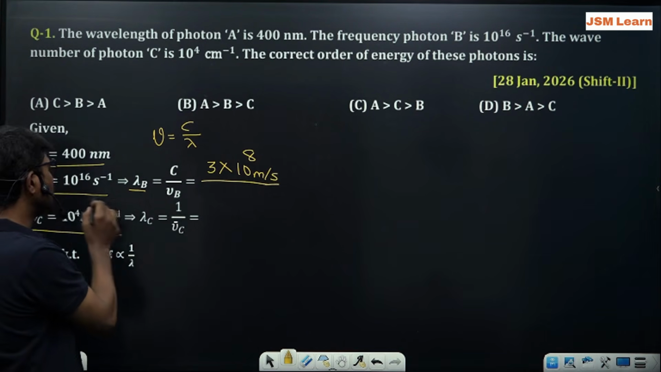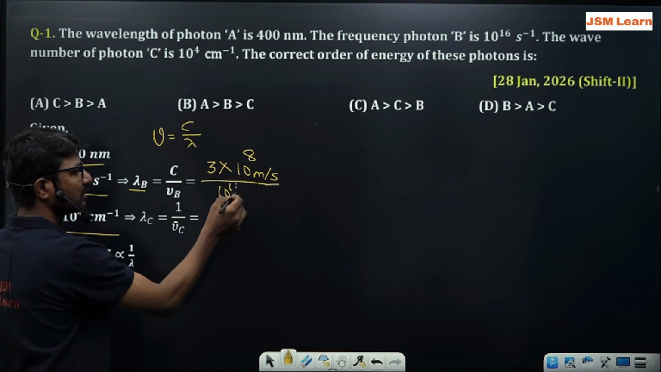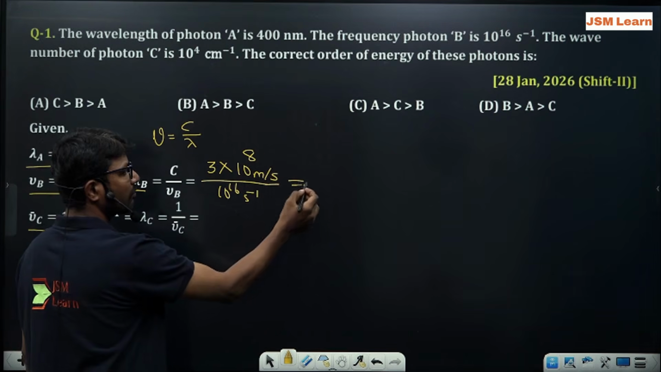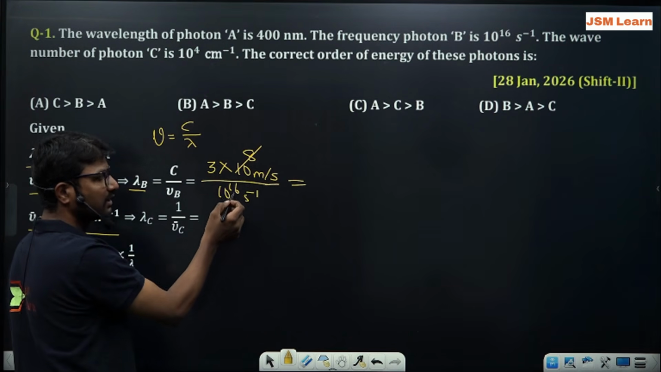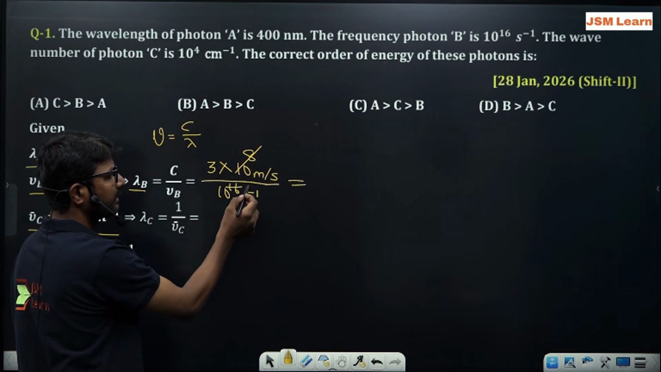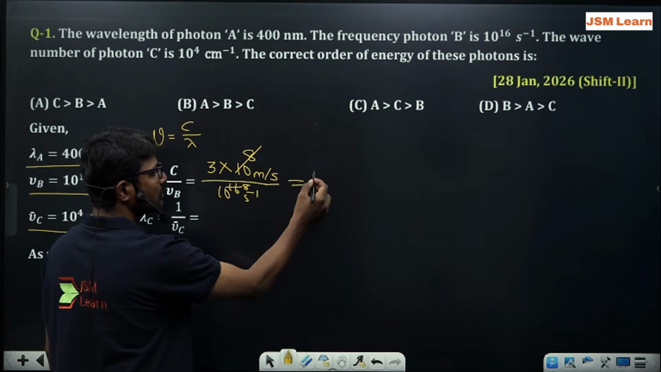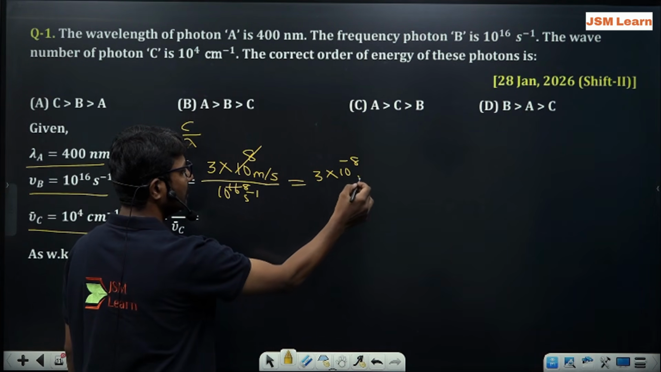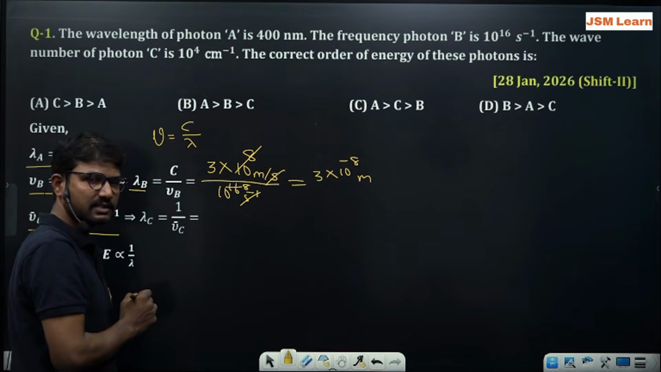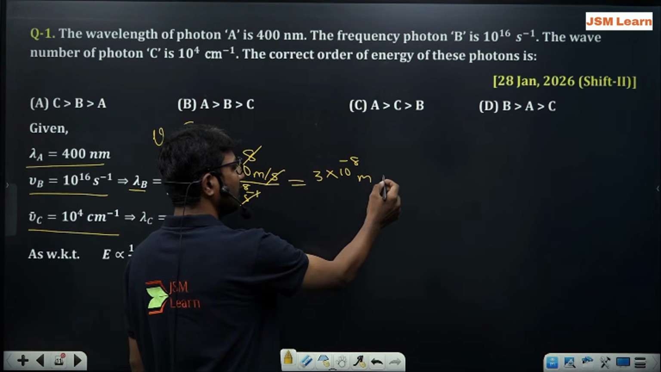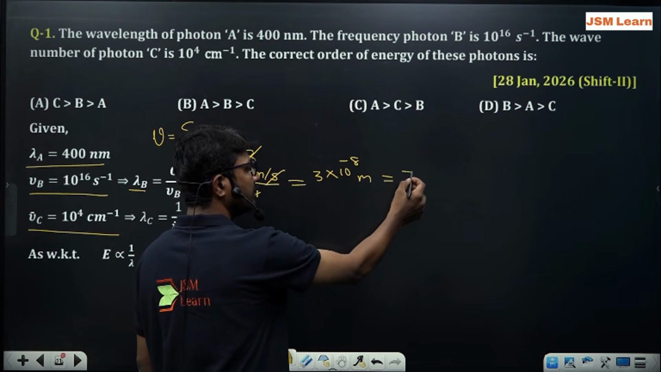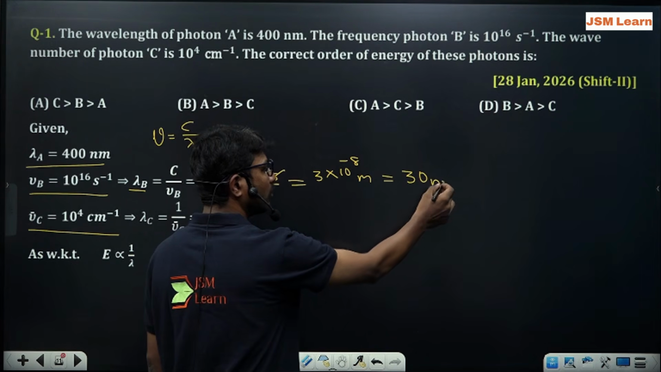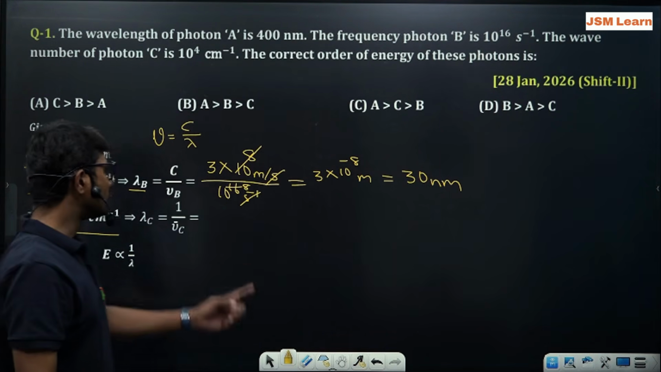Next, nu B is given as 10 to the power of 16 second inverse. From here, on simple calculation, we get 10 to the power of 8 remaining here. So this can be written as 10 to the power of 3 into 10 to the power of minus 8 meters. Second gets cancelled. Now converting this unit into nanometers, that can be written as 30 nanometer. So that is the first one.